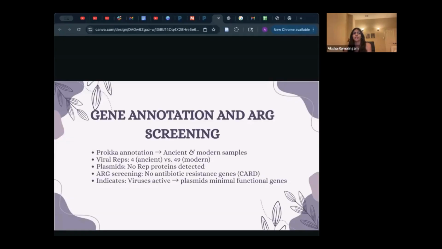So our results suggest 2 things, which is first that the viruses were functionally active in both the ancient and modern environments, and second, plasmids did not act as reservoirs for resistance. At least in our sample, they did not.